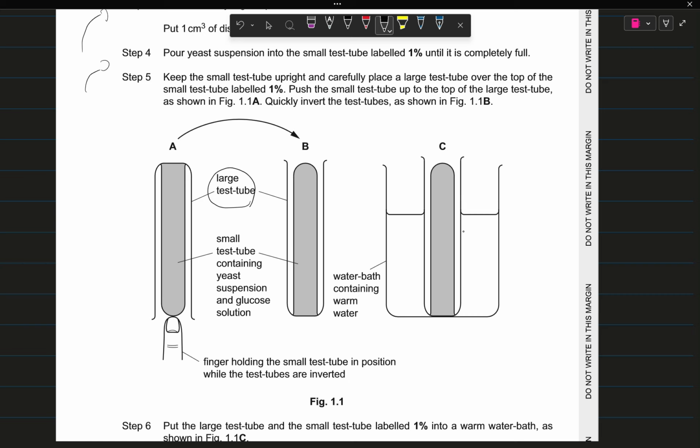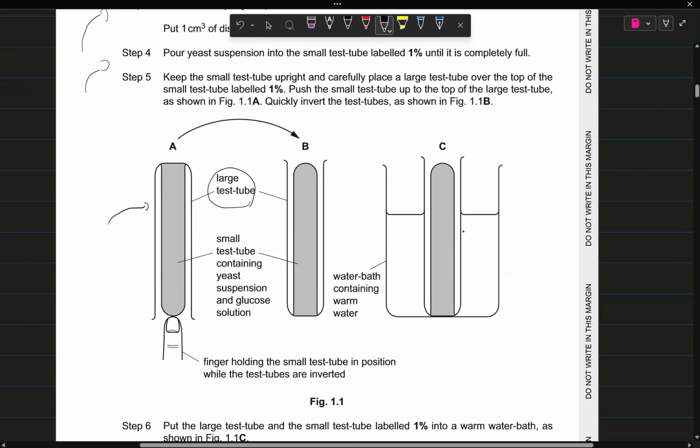So basically here, we have the large test tube, right? We just suspend that, maybe we use a clamp or whatever. We make sure that it's secure. And then our small test tube, we insert it very gently, making sure that there is no solution that would spill whatsoever, to ensure that it is completely sealed.